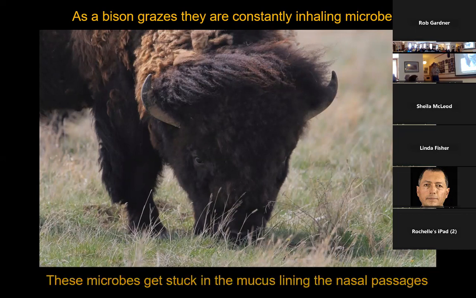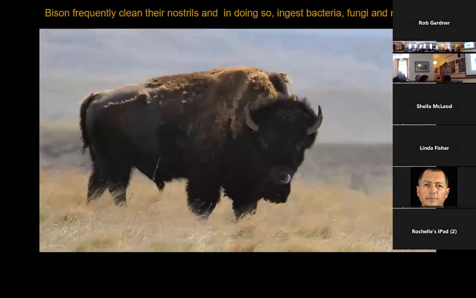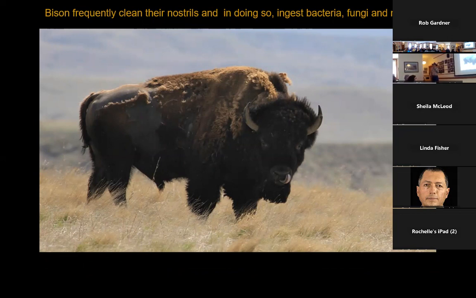And periodically, you'll see the cattle doing this. They'll lift their heads up while foraging and give a quick flick to each nostril to clean all that accumulated gunk out of there. That, of course, then gets swallowed, mixed in with the food they're chewing at the time in their cud, and it enters the rumen, first of their four stomachs.